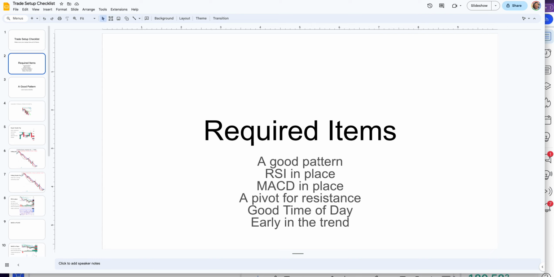Primarily, I'm thinking after the first major push, finding a double pullback, double bottom, double top, whatever, after the first major push up or down, and that's when you want to be getting in. It's the first real chance you get when there's still momentum left in the trade. So let's go through these things.